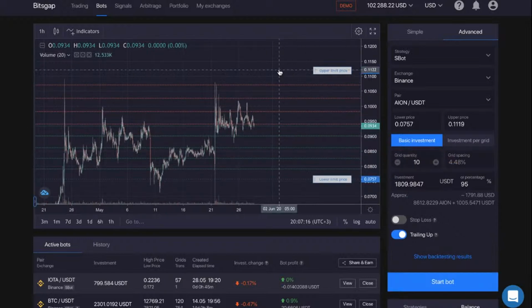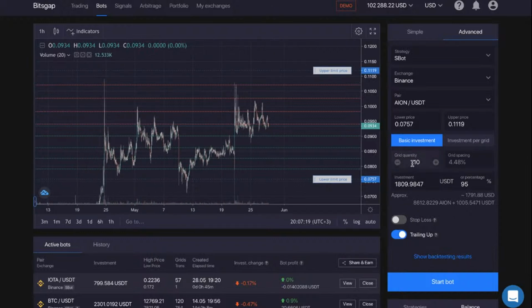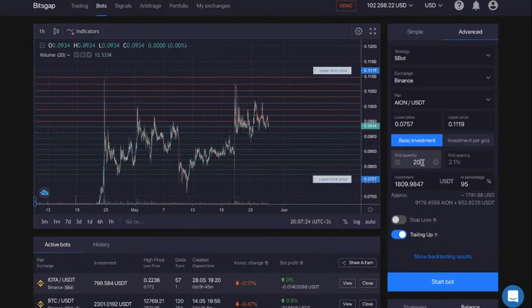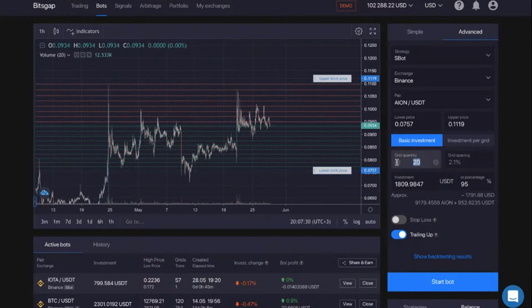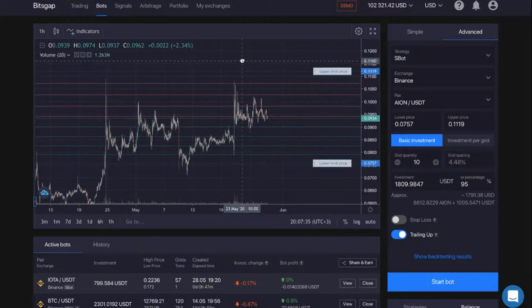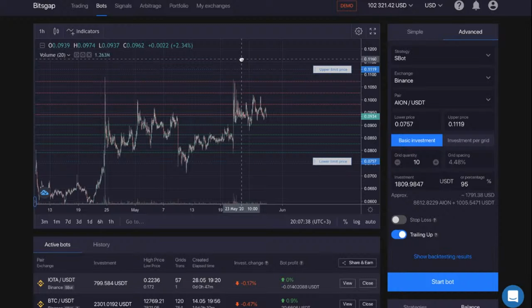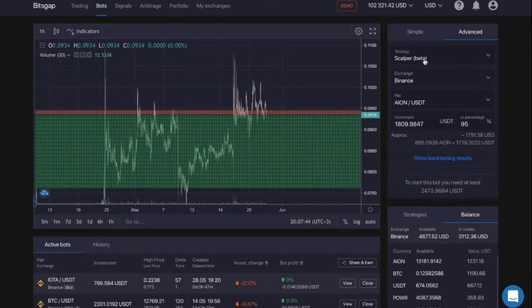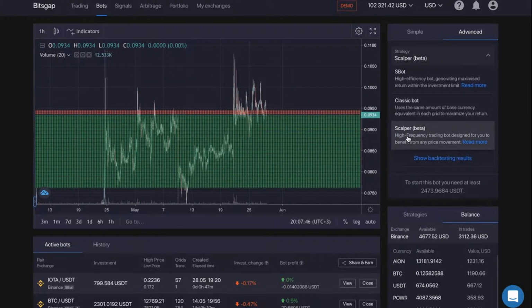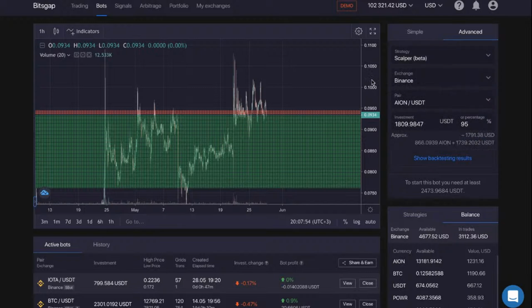So that means that you would be required to have less money in comparison with this setup where you have 20 grid levels. So with this minimization from 20 to 10, you can now initiate bots with lower balances. The scalper is currently in beta mode, and it offers the highest frequency trading in comparison with other bots. And currently it looks like this.